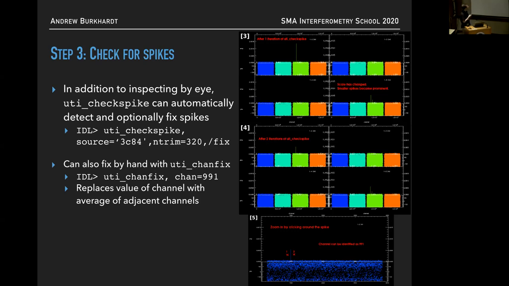Another way you can do it, if you want to try to fix them, is there's this routine in Miriad called UVCHECK spike, which will go through and automatically detect and optimally try to fix the spikes as best as it can. So here, for example, we do it on one of our calibrators, and we did that with ntrim 320 again. And if you wanted to try to fix it, use /fix. Otherwise, it'll just check to see if there are spikes.